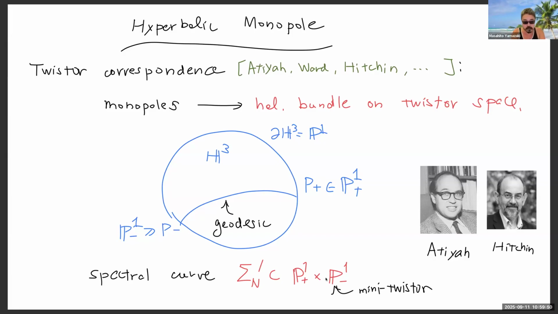And in that discussion, the geometrical meaning of this mini twistor space is that in H3 you consider a geodesic, and the geodesic has two endpoints, which take values in the boundary of H3, which is P1 times P1. You specify 2 points on this P1 times P1, so you obtain some spectral curve inside P1 times P1.